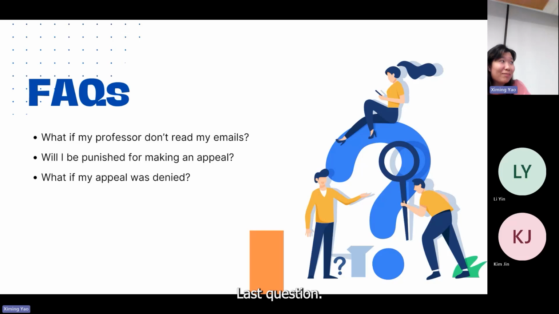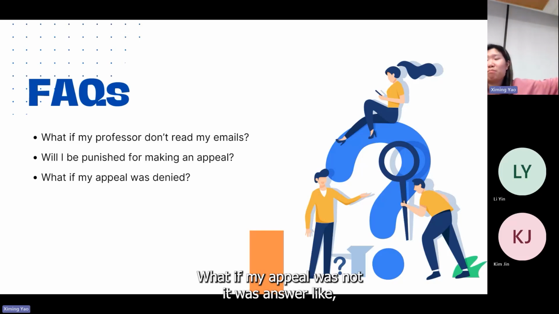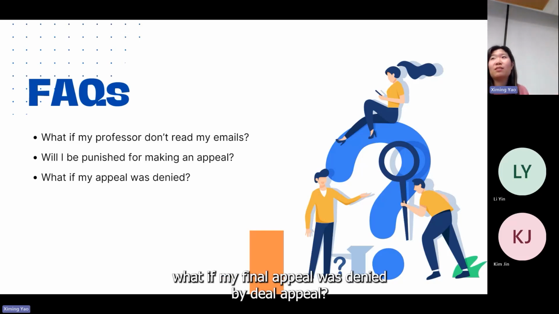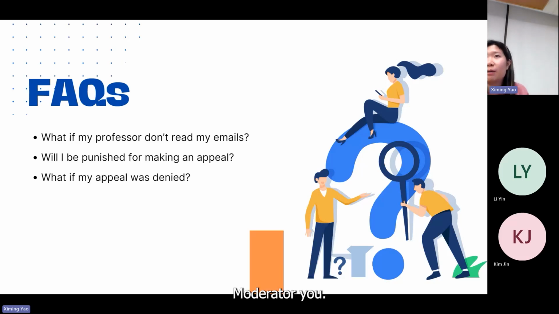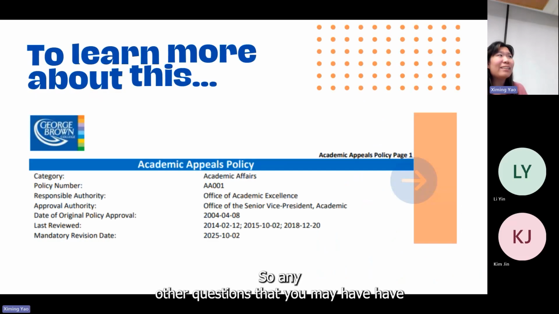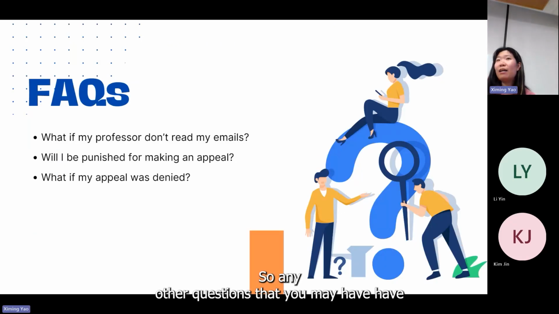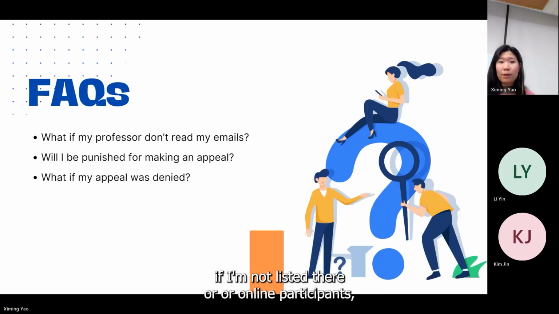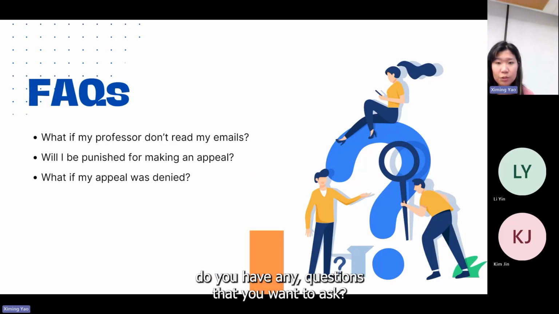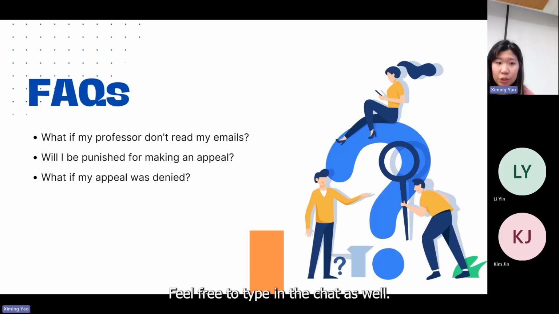And the last question: what if my final appeal was denied by the appeal moderator committee? There's nothing that can be done then. That means your appeal is denied. Okay, do you have any other questions that may not be listed there? Online participants, do you have any questions that you want to ask? Feel free to type in the chat as well.